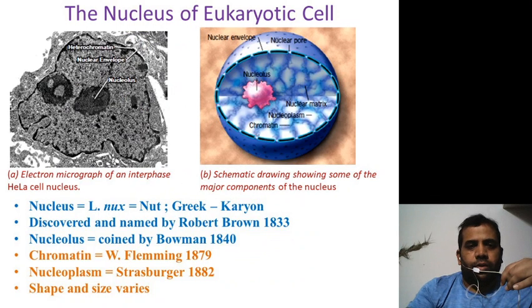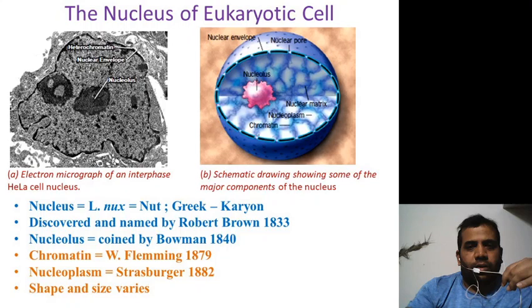The word nucleus comes from the Latin word nux, which means nut, and in Greek it is also called karyon. It was discovered and named by Robert Brown in 1833, and the term nucleus was coined by Baumann in 1840. Chromatin is the name given by Fleming in 1879. Nucleoplasm is the name given by Strasburger in 1882. And the nucleus varies in shape and size.